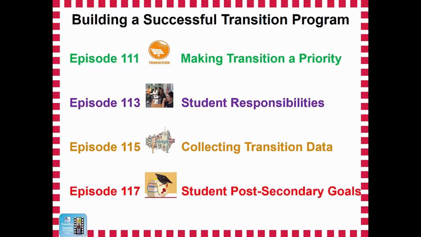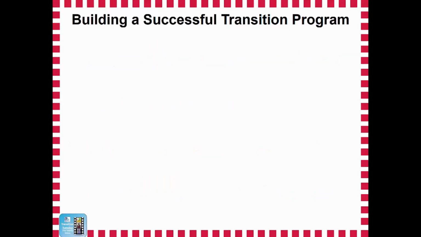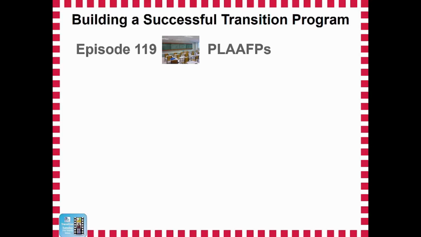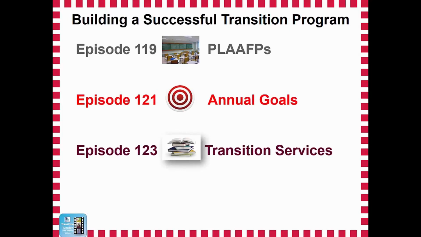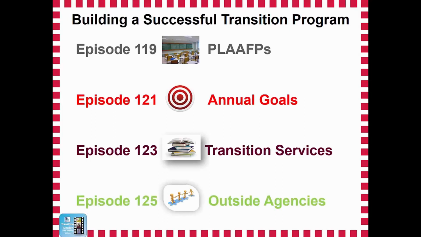In episode 117, we discussed what students need to learn or do in order to take the lead in writing their post-secondary goals. In episode 119, we discussed how to write a compliant and comprehensive present level of academic achievement and functional performance. In episode 121, we went over transition annual goals. In episode 123, we looked at determining transition services and courses of study. And in episode 125, we discussed including outside agencies in the transition process.